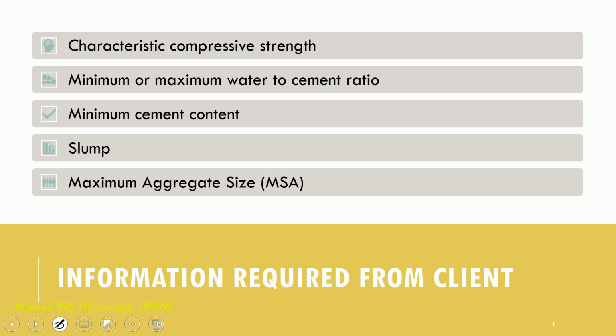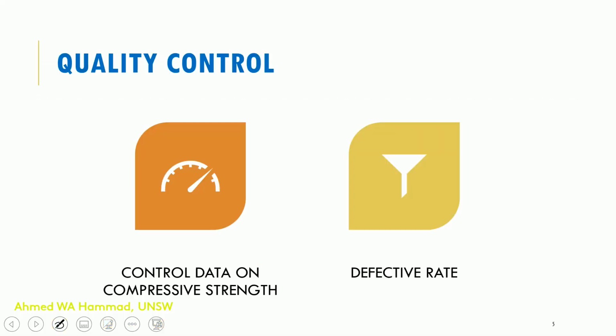Number 4, you need the slump, and that's a measure of workability. And then number 5, you need the maximum aggregate size. So this is all information that needs to be provided to you by your client.